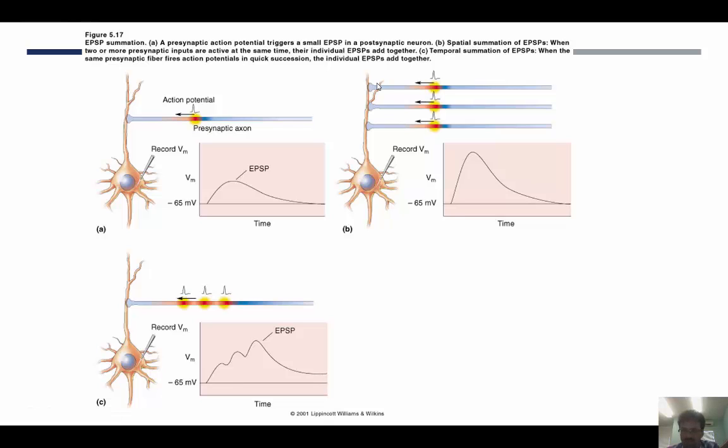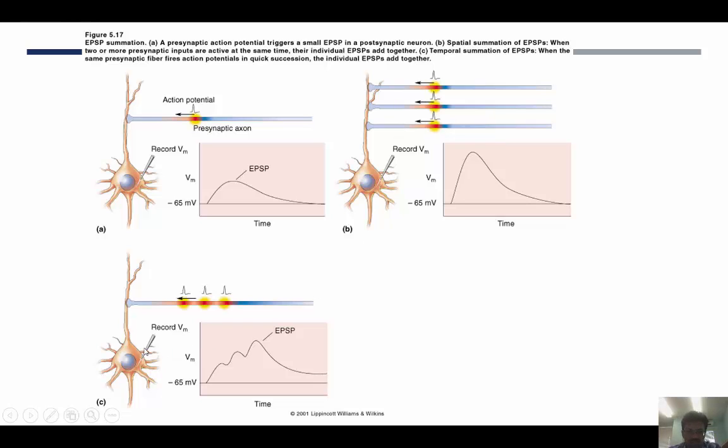Spatial summation. Now, what's particularly interesting is that these don't only have to be excitatory. Sometimes you can have inhibitory inputs, which would actually make your final response smaller. And it's a balance of the excitatory and inhibitory inputs which will determine whether your postsynaptic cell generates an action potential or not. So this example in B is spatial summation.